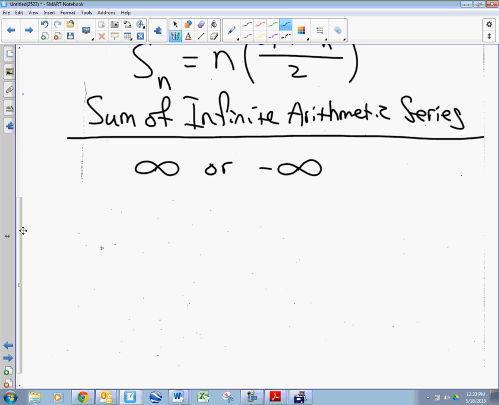Okay. So the second part says sum of an infinite arithmetic series. So we talked about finite. Let's do an infinite one. Watch this. Here's an arithmetic series: 2 plus 4 plus 6 plus 8 plus dot dot dot. It'll go on to infinity. What is this going to add up to? It's just going to continue to get bigger, right? So the sum of an infinite arithmetic series either goes to positive infinity or negative infinity.